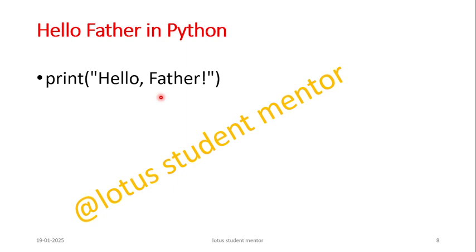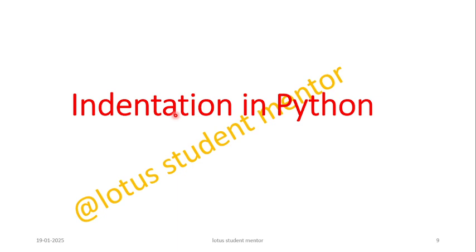And one thing is that in Java we go for curly braces for blocking, whereas in Python, we go for the indentation methodology. Indentation is followed for blocking the code.